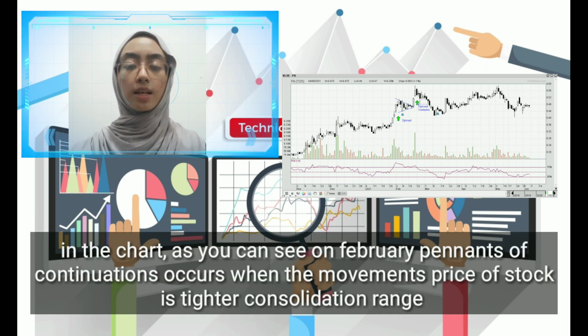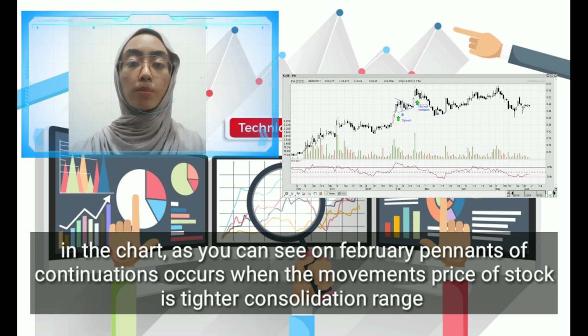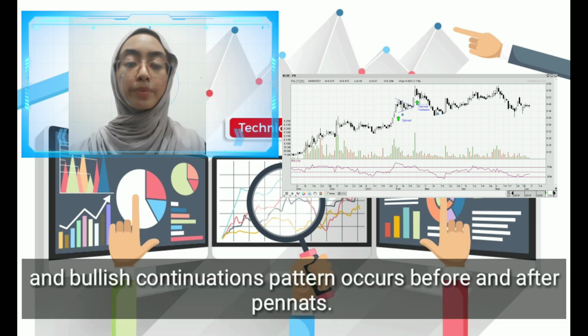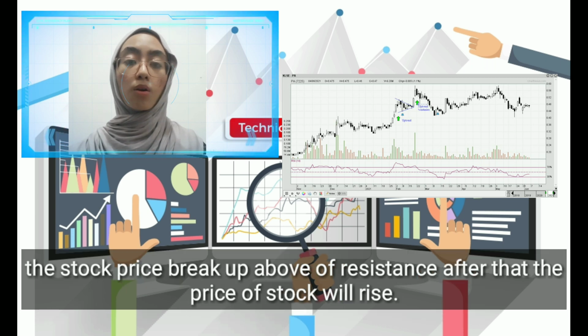In the chart, as you can see, in February, patterns of continuation occur when the price movement of the stock is in a tighter consolidation range, and a bullish continuation pattern occurs before and after the pattern. The stock price breaks out above resistance. After that, the price of the stock will rise.